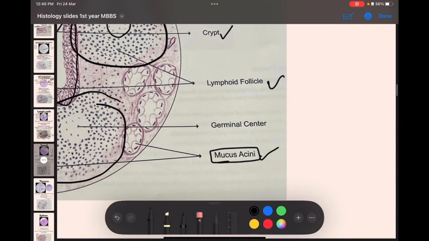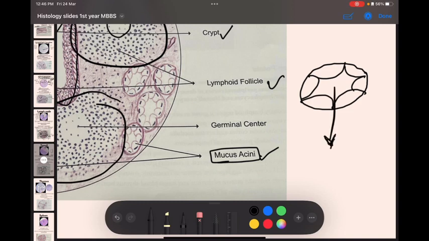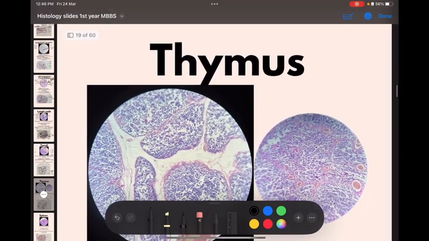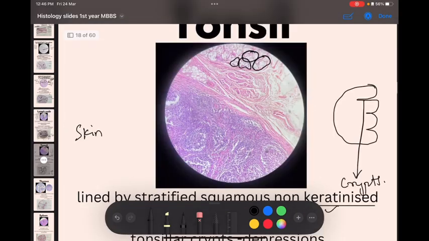You know how to draw mucus acini? You have to draw it like this. The lumen should be big enough, and the nucleus should be at the base, and it is a flat nucleus. It is secreting mucus secretion, mucus acini. Okay, we completed lymph node and tonsil.